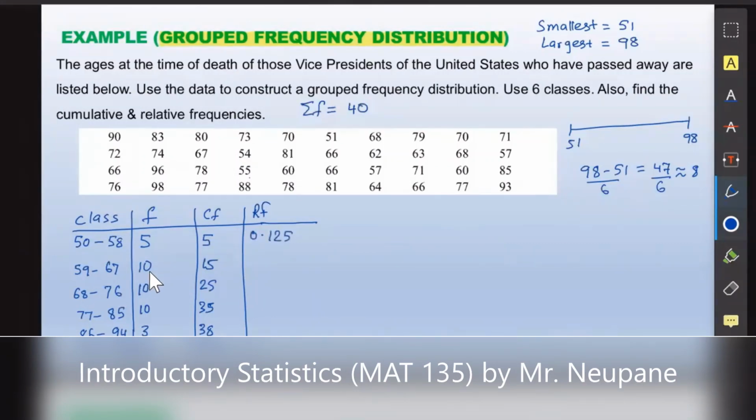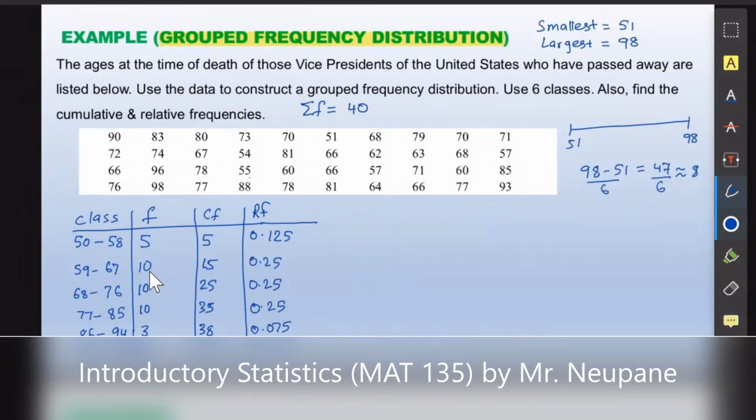Next is 10. 10 divided by 40 is how much? 0.25, very good. Same frequency, so 0.25, 0.25. The next is 3 divided by 40. How much is 3 divided by 40? 0.075, very good. And the next one is 2 divided by 40. What is that equal to? 0.05. That is the relative frequency.